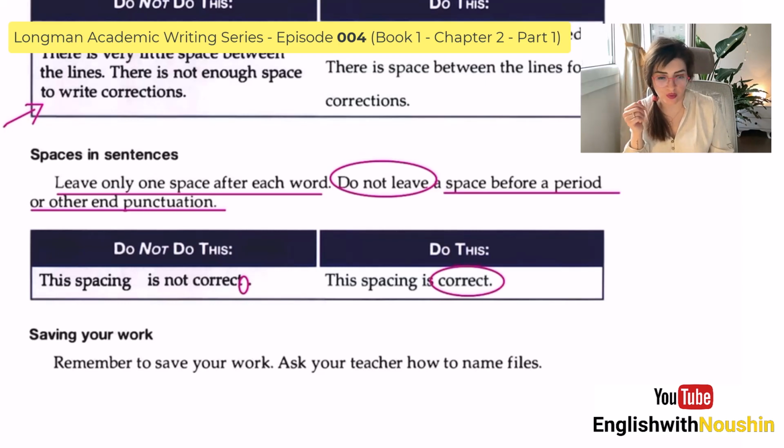Don't forget to save your work. And again, I insist, write your paragraphs in the comment section. I promise to take a look.